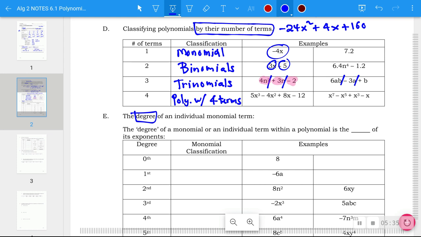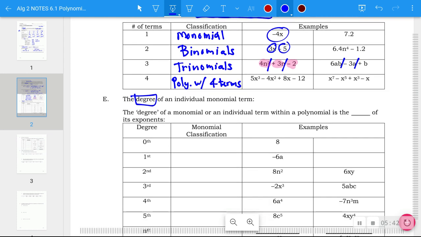There's no such thing as a quadrinomial or a quaternomial or something like that. And if it's got 5, you certainly wouldn't say a pentanomial. You would say, just like here, polynomial with 4 terms.